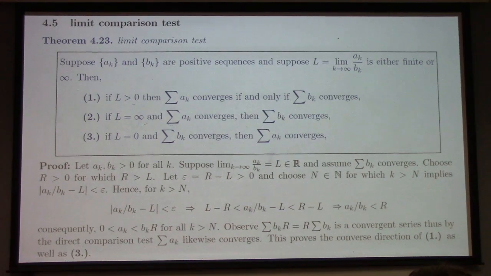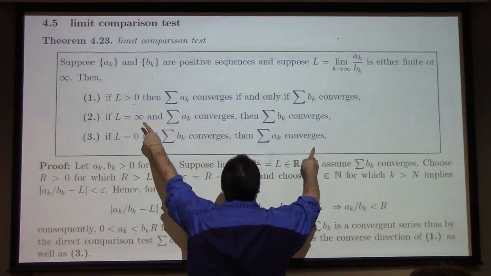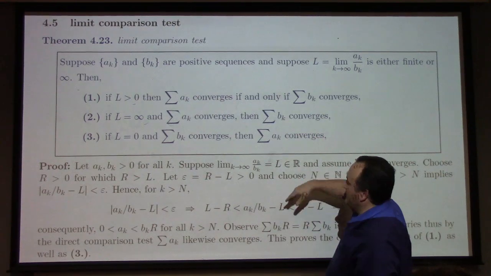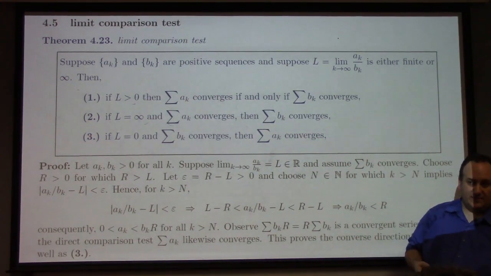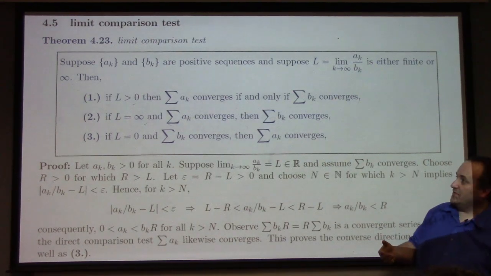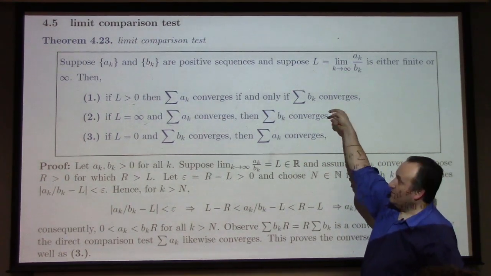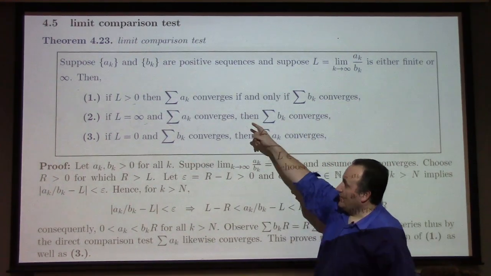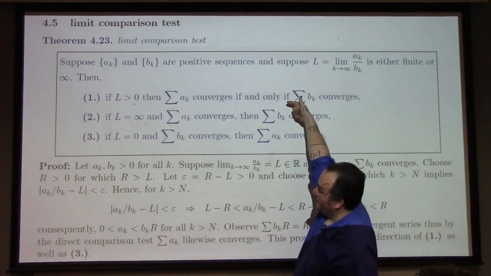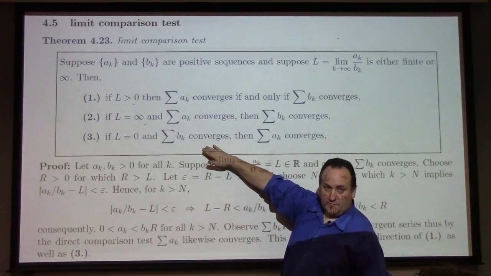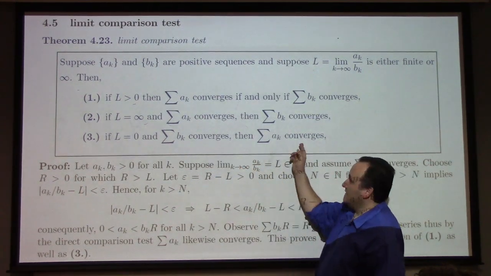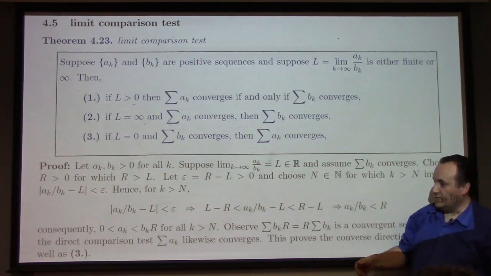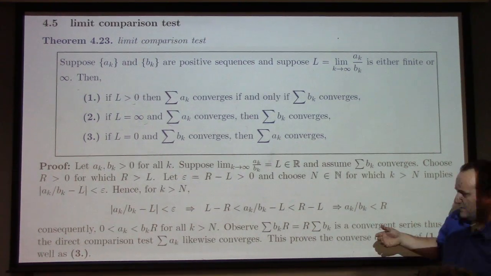So what I've just done is I've proved that if L is positive, right? Not even that. Did I even assume L is positive? I didn't, right? I just assumed that L is a real number. And I've proved if L is a real number and B sub K converges, it implies A sub K converges. So we've proved the converse direction of number one, and we've proved number three at this point, because number three says if L equals zero and B sub K converges, then A sub K converges. So at this point, we have proved the reverse direction of number one and all of three. So what's next? Next is to suppose, let me just go down here.